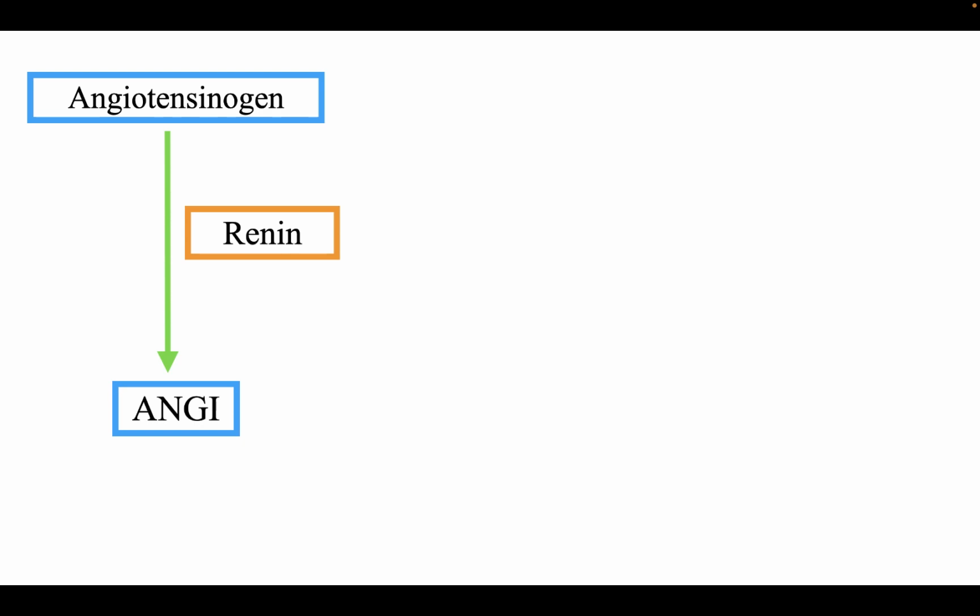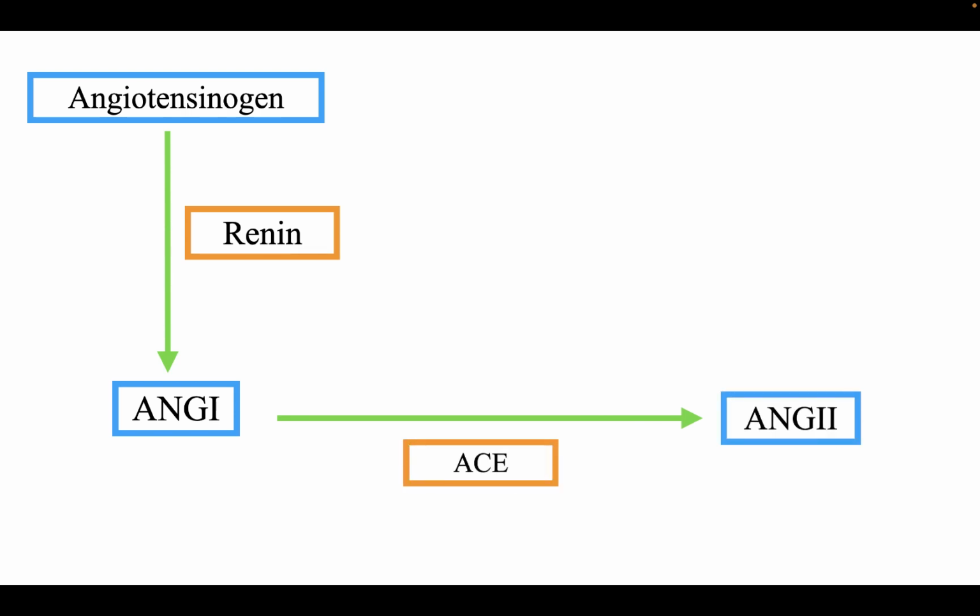So the first thing that I would like to do is give you a brief overview of the renin-angiotensin-aldosterone system. The first important player is going to be angiotensinogen. Angiotensinogen is a protein that is produced by the liver. Angiotensinogen then can be converted into angiotensin 1 by the enzyme renin. Angiotensin 1 then can be converted into angiotensin 2 by angiotensin converting enzyme or ACE. And then ANGII can stimulate the release of aldosterone.